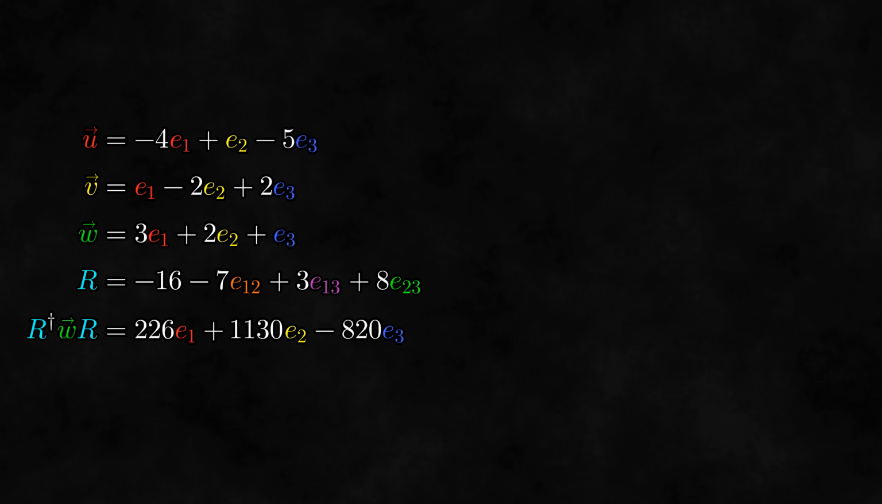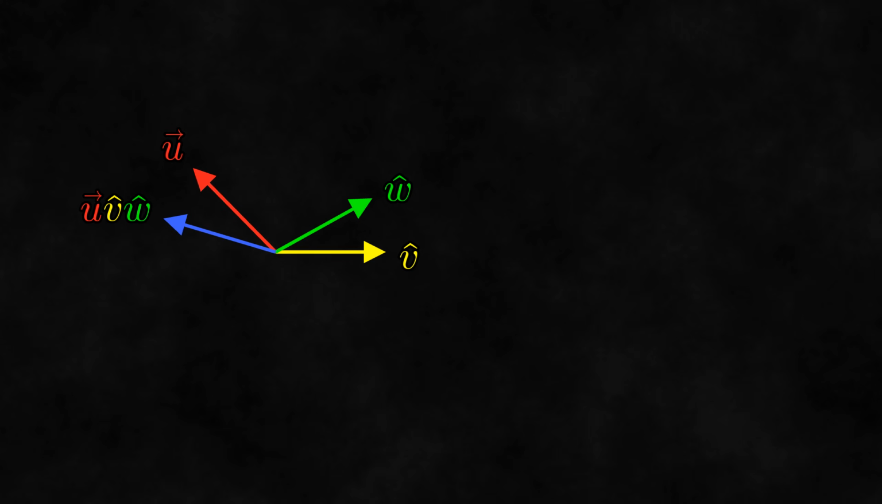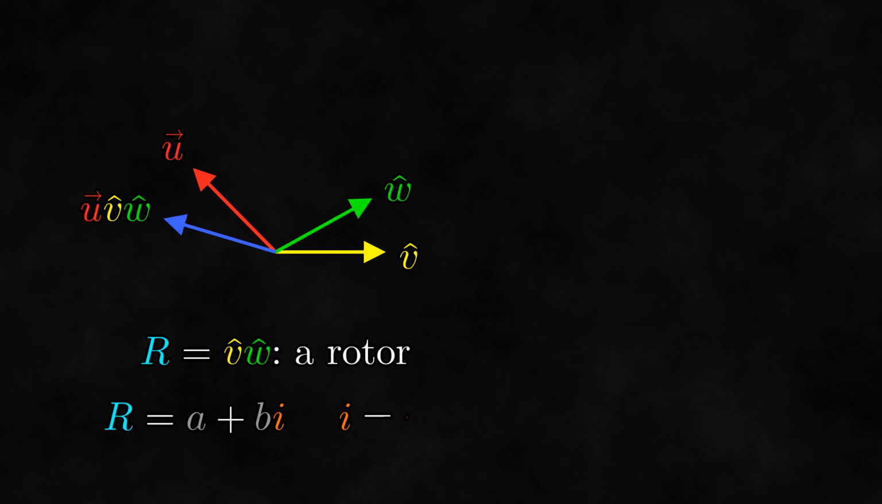Before looking into 3 dimensions, let's briefly summarize how we think of rotations and reflections in 2 dimensions. To rotate a vector u by the angle between 2 unit vectors v and w, we calculate the product uvw. We can think of the product vw on its own to represent the rotation, and we call such a product a rotor. 2D rotors can be written as a complex number of the form a + bi, where i is e12, the unit bivector in the 2D plane. To rotate by a given angle, we can use a complex exponential to create a rotor that represents rotating by that angle.